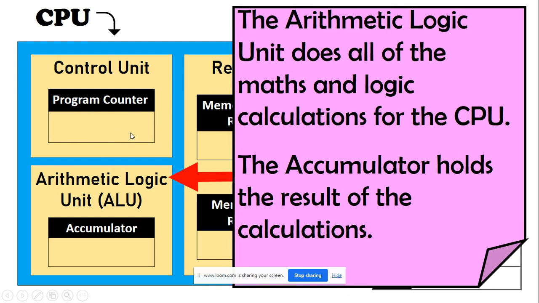The arithmetic logic unit, or the ALU down here, does all of the maths and the logic calculations for the CPU. The register inside the ALU is the accumulator, and the accumulator holds the result of all the calculations. So any calculations that take place, the total is kept track of in the accumulator.